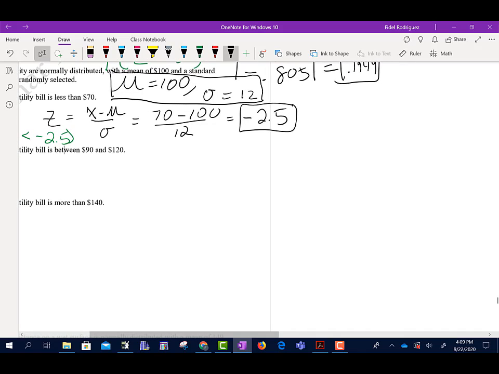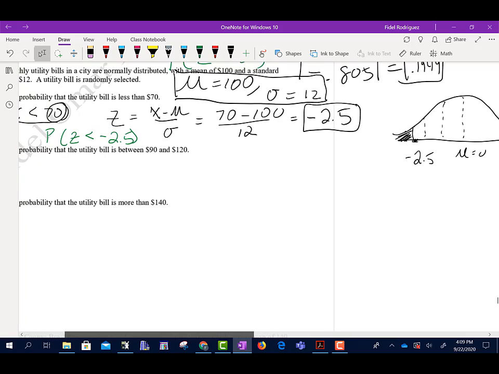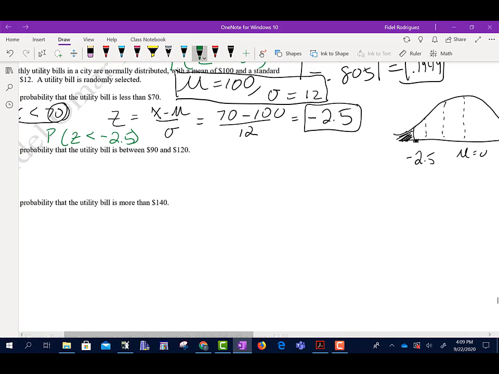The first thing I'm going to do, guys, is this part because I want you to see visually what it is I'm trying to do, right? So here's my normal curve, right? Here's my mu equals 0. The z value we have is negative 2.5. So this is like, say, negative 1, negative 2, negative 3. Right here is negative 2.5. Because we're looking for the probability that z is less than, we're looking for that area to the left, okay?